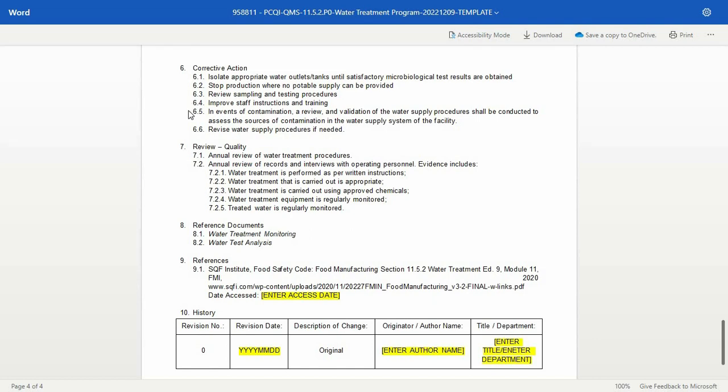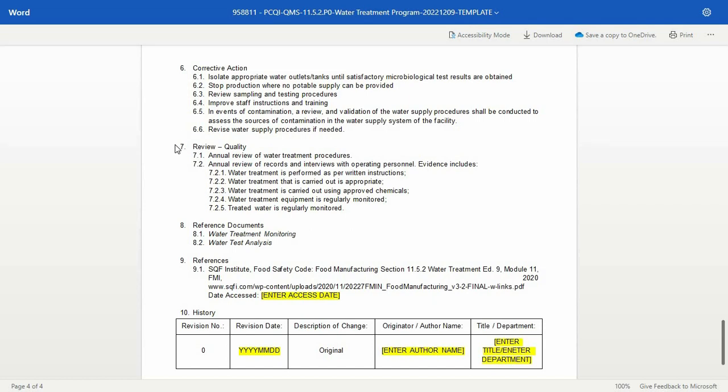In events of contamination, a review and validation of the water supply procedures shall be conducted to assess the sources of contamination in the water supply system of the facility, and revise water supply procedures if needed.